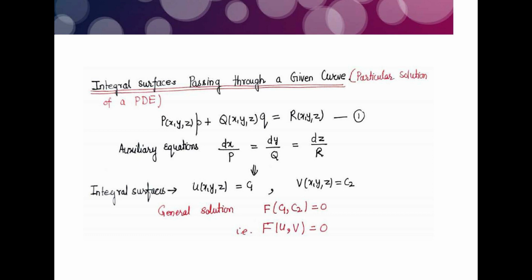While writing the arbitrary function F, we don't know the exact relation between u and v, or we can say c1 and c2. If, using some information, we can find some relation between these constants c1 and c2, then we substitute the values of c1 and c2 in terms of u and v, and then we can find the particular solution of the Lagrange partial differential equation, which is given by 1.